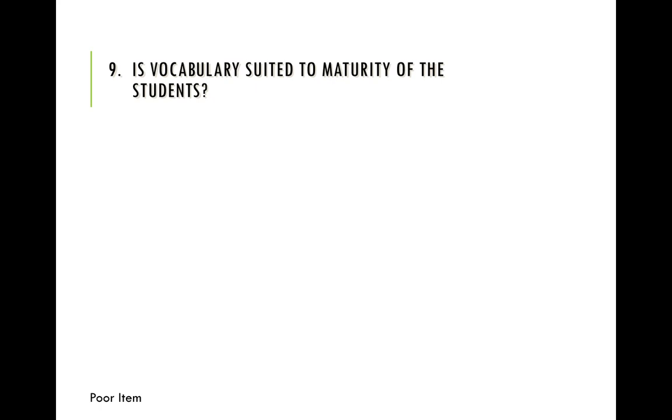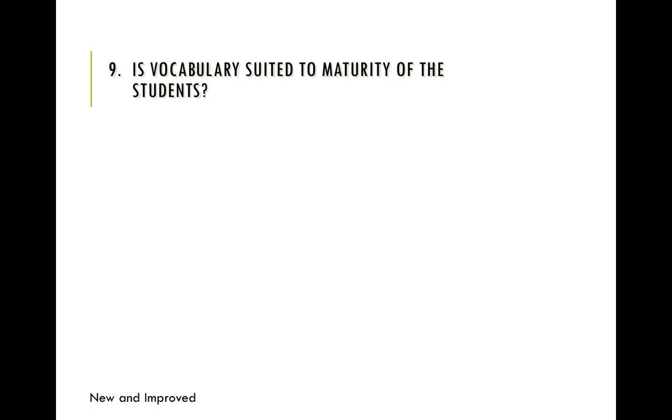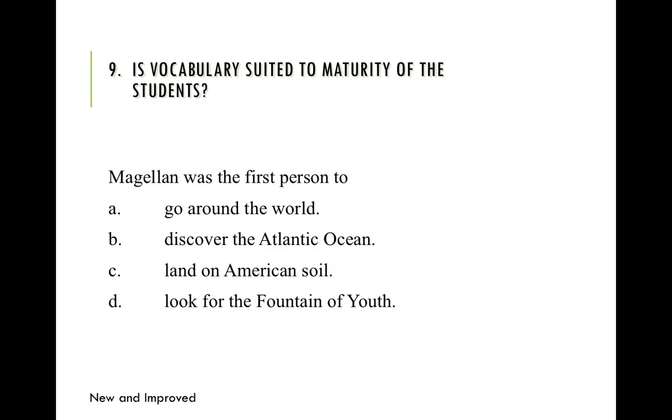Okay, is vocabulary suited to maturity of the students? Fourth grade test item. Magellan's primary contribution to world culture is that he was the first to circumnavigate the globe, ascertain the Atlantic Ocean, disembark on the American continent, inquire after the fountain of youth. My kind of sarcastic tone is geared towards this really higher level vocab. It's just too high for the students, and what that's doing is it's impacting the validity. So they could know the correct answer, but not know the vocabulary. So here's a better way of writing that for the fourth grade level.